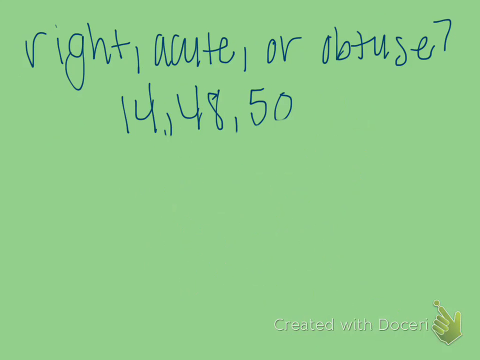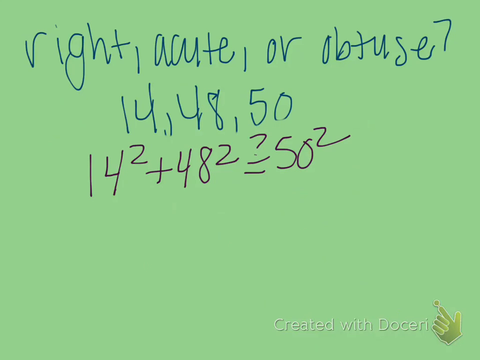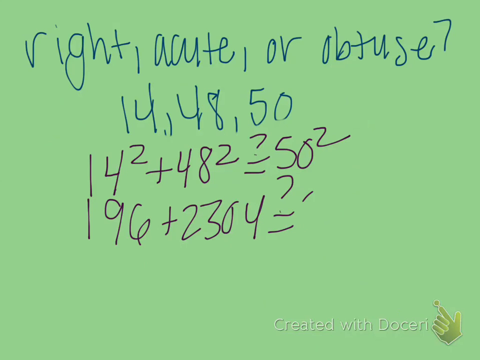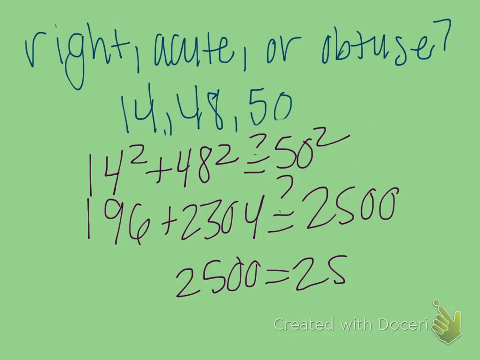We'll do one more example. 14, 48, and 50. Again, you just plug them into your equation. So we'll have 14 squared plus 48 squared might be equal to 50 squared. Plugging these into our calculator, we see that it is 196 plus 2,304 might be equal to 2,500. Adding them together, we actually see that the two are equal. So this is going to be a right triangle. And that is all I have for you for this learning target.